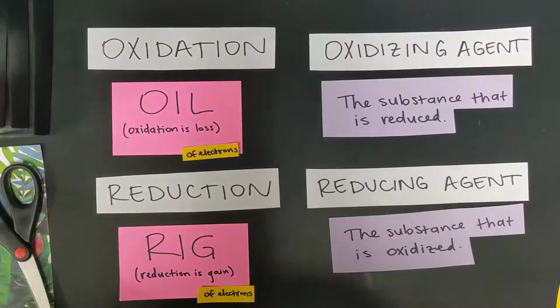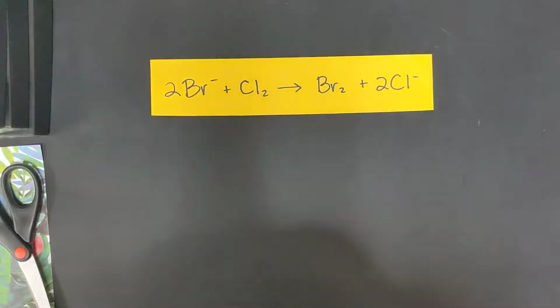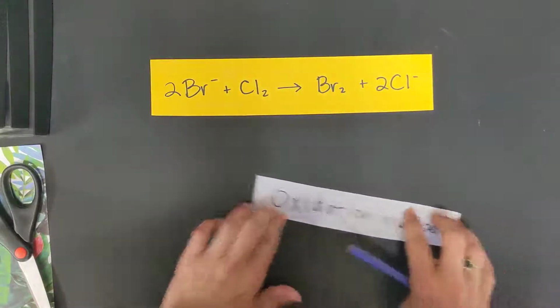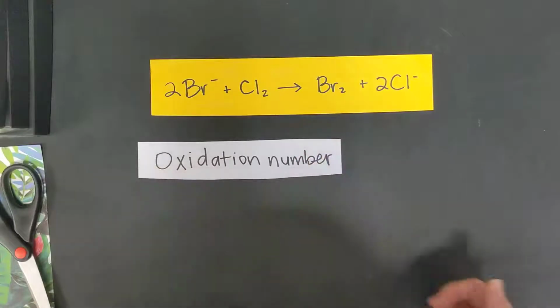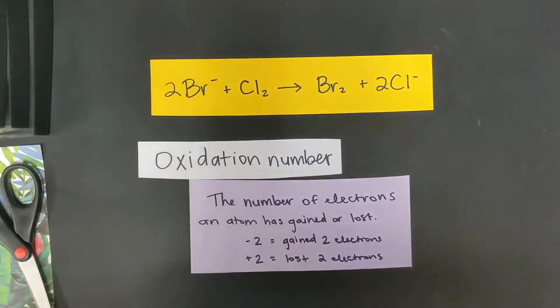So let's go ahead and try this. The first equation we're going to try looks like this. Br minus plus Cl2 gives Br2 plus 2Cl minus. So we need to assign oxidation numbers to each of these. You likely are not familiar with the term oxidation number, but the oxidation number just tells us the number of electrons that an atom has gained or lost.